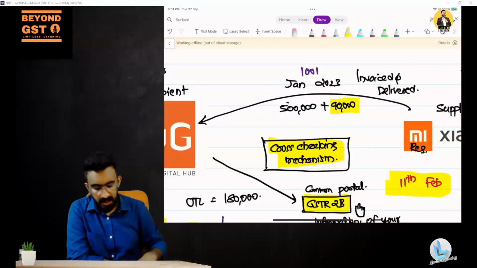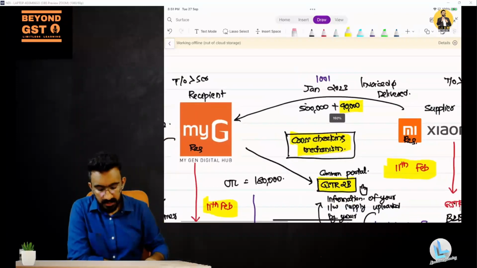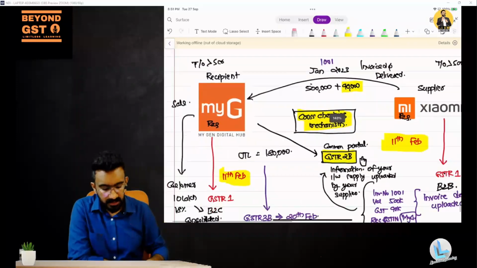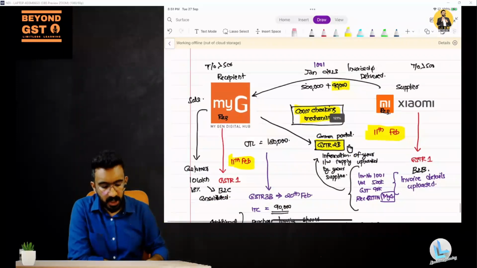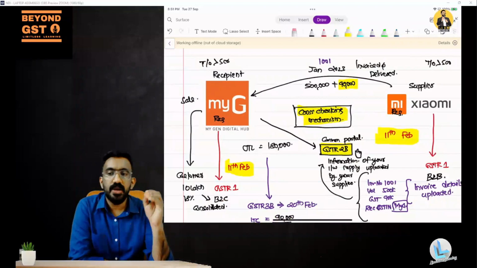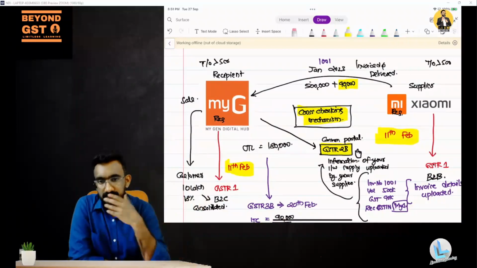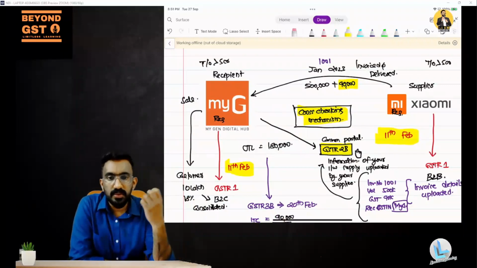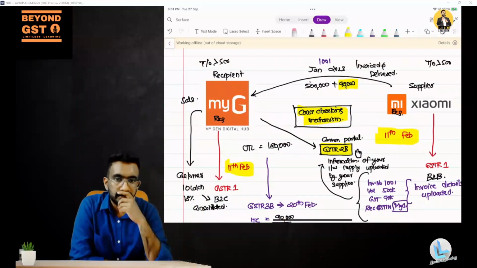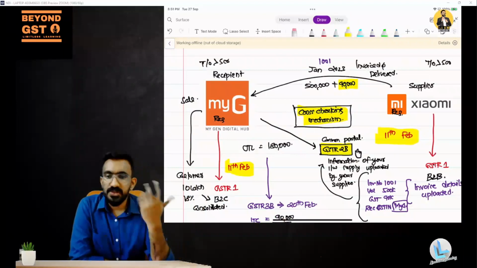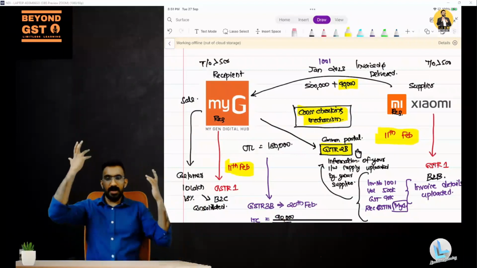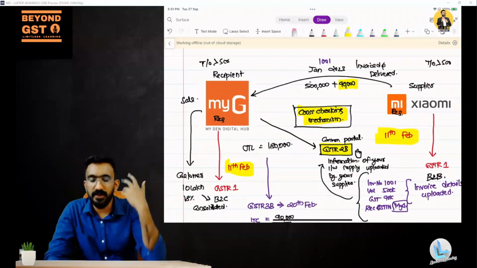90,000. So here the question is, how will the government check? What if MyG has in their 3B return, MyG saying that I have a credit of 1,50,000. How will the government know whether MyG has credit of 90,000 only? There's a chance that MyG will say that I have a credit of 1,50,000 and MyG is trying to take 1,50,000 as credit.